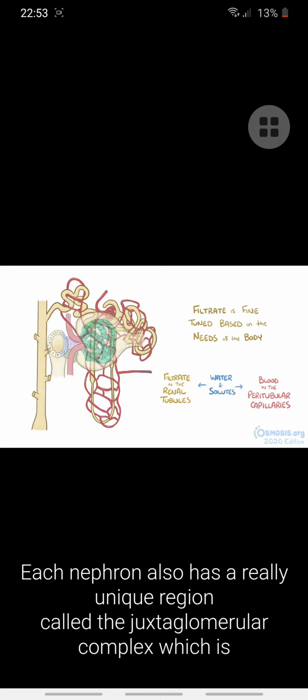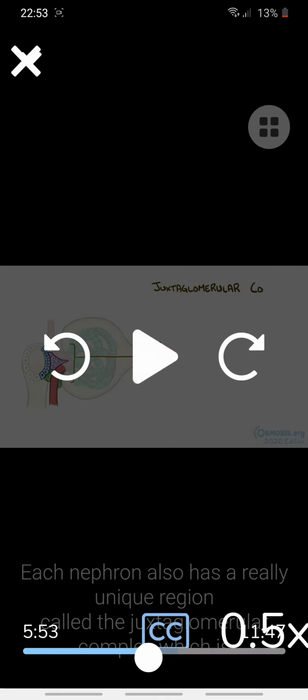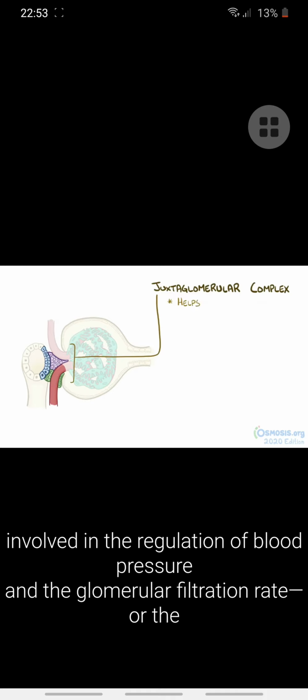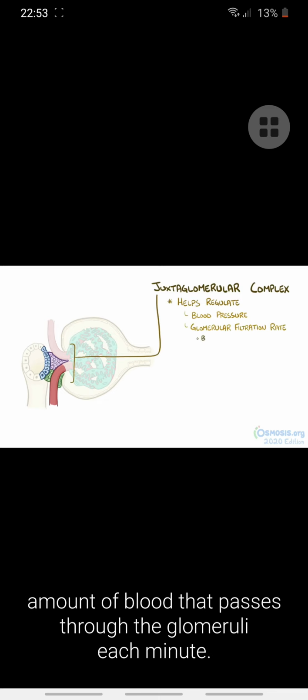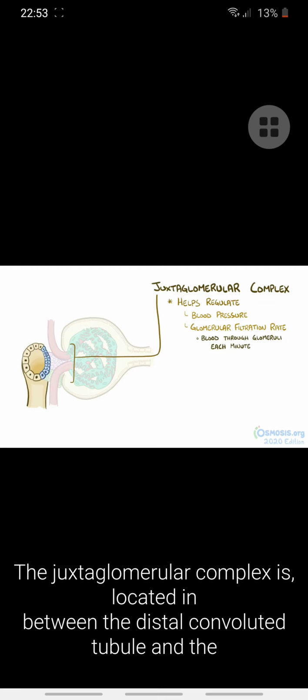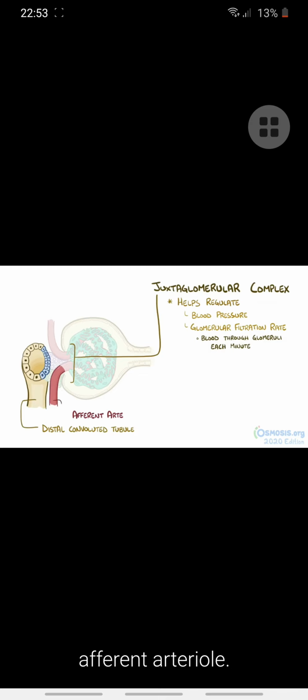Each nephron also has a really unique region called the juxtaglomerular complex, which is involved in the regulation of the blood pressure and the glomerular filtration rate, or the amount of blood that passes through the glomeruli each minute. The juxtaglomerular complex is located in between the distal convoluted tubule and the afferent arteriole.